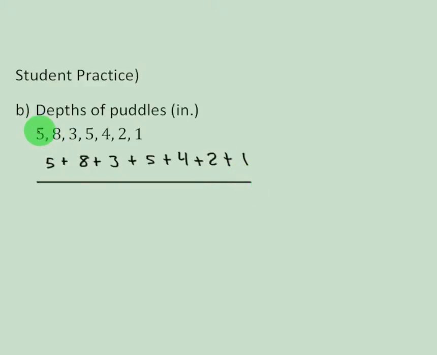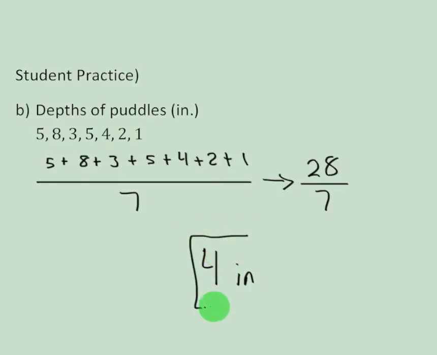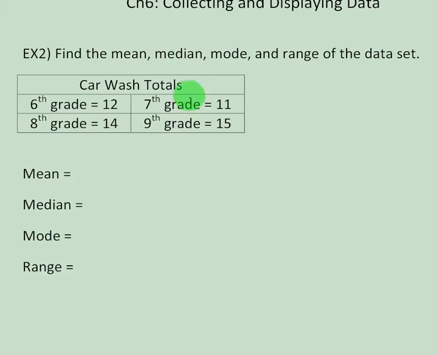let's count up how many numbers there are. 1, 2, 3, 4, 5, 6, 7. So I'm going to divide by 7. When you add all these values up, it's 28. So it's the same as 28 divided by 7, and we all know that 28 divided by 7 is 4. 4 inches. And we can box it up. Good stuff. Let's move on to the next page.